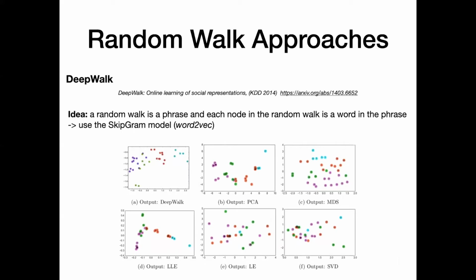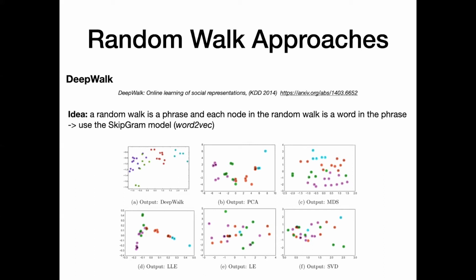Then in around 2014, when skipgram was proposed for natural language processing, people started applying this idea also to the graph domain. What we have is that we consider a random walk as a phrase, and each node traversed by the random walk is a word in the phrase. So if we perform a lot of random walks, then we are actually creating a corpus of sentences. And once we have a corpus of sentences, then we can just use the skipgram model and obtain our embeddings.